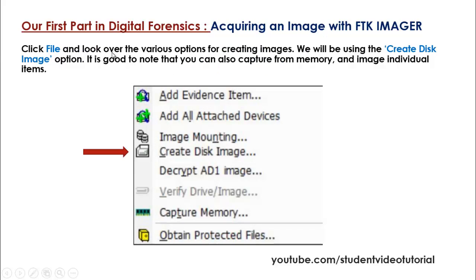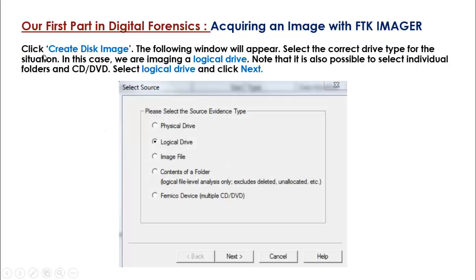Click File and look over the various options for creating images. We'll be using the Create Disk Image option. It is good to note that you can also capture from memory and image individual items. We'll be clicking this one, Create Disk Image. Click Create Disk Image, and the following window will appear.